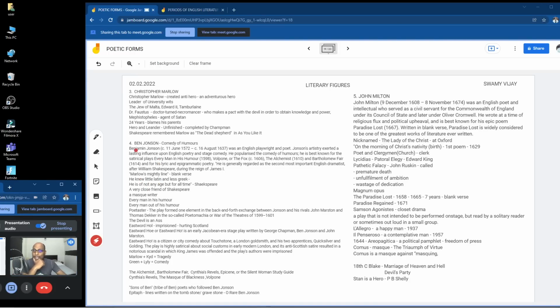And Ben Jonson commented on Shakespeare that he knew little Latin and less Greek. He is of not any age but for all time. So about Shakespeare, Ben Jonson commented. And he commented on Christopher Marlowe, calling it Marlowe's mighty line. Ben Jonson is a very close friend of Shakespeare, so he is obviously a contemporary writer of Shakespeare, and is also known as a masque writer.